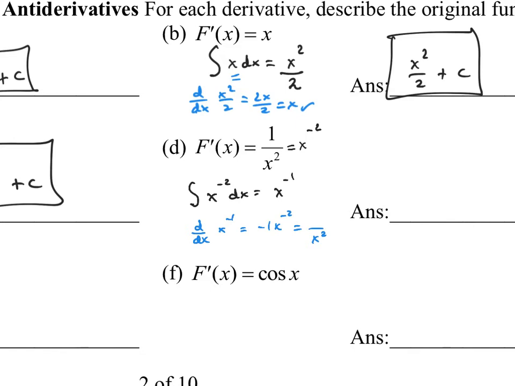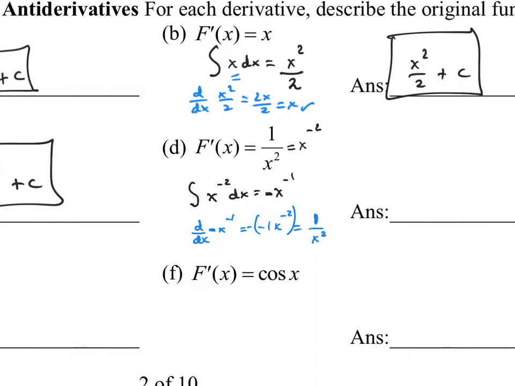Well, all I have to do is take that and divide it by negative 1 or multiply it by negative 1. It's the same thing, right? Dividing and multiplying by negative 1. So think about taking the derivative of negative x to the negative 1. Well, then that would be negative 1 x to the negative 2, which would be a positive 1 over x squared. So I was off by a negative. What do I do? I multiply or divide it by negative 1.